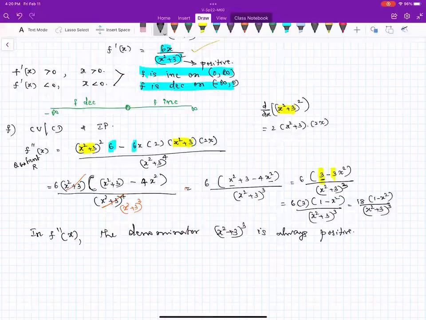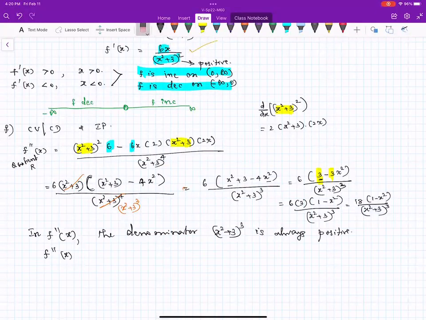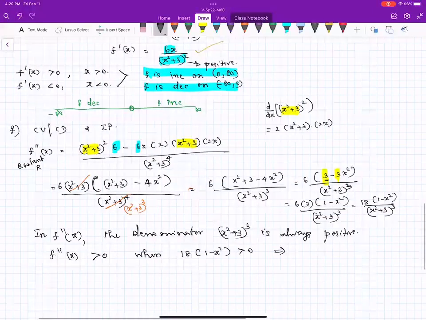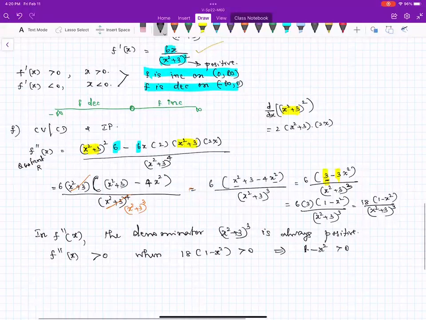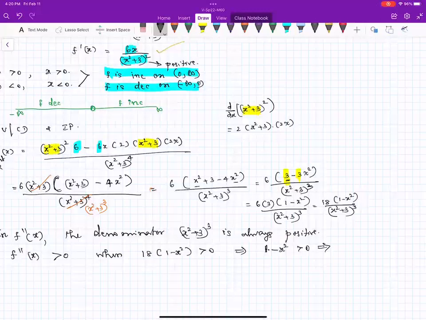So the sign of f double prime x depends on the sign of the numerator. So f double prime x is positive when the numerator, namely 18 times 1 minus x squared, is positive. This means 1 minus x squared is positive. So this means 1 plus x times 1 minus x is positive.